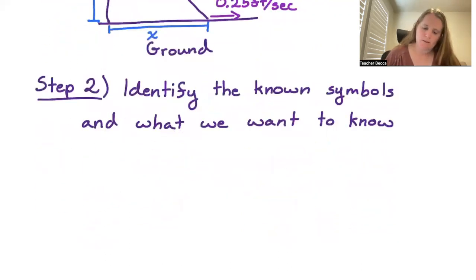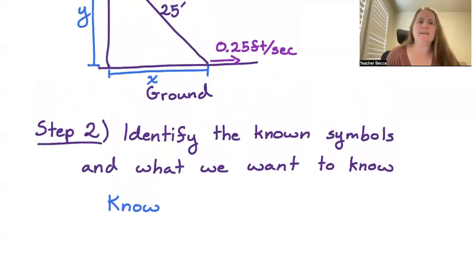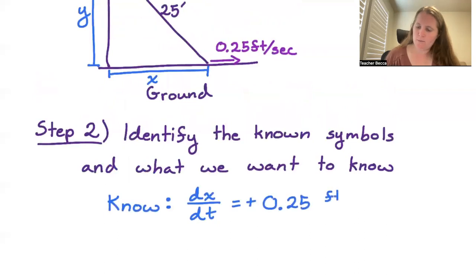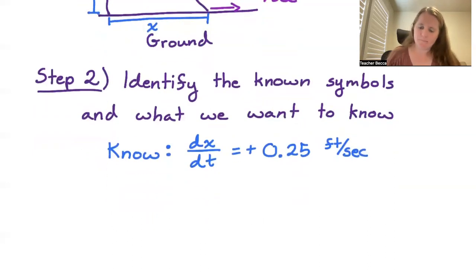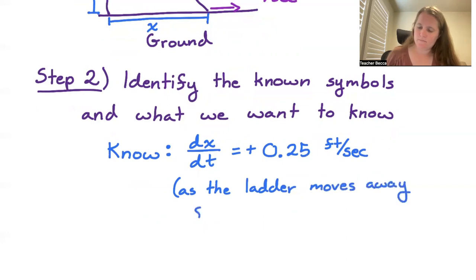So what we know is dx dt. We know how fast X is changing, how fast the bottom of the ladder is moving away from the house. So we know that dx dt is positive 0.25 feet per second. Again, we know that it's moving away from the house, so as the ladder moves away from the house, X is increasing.